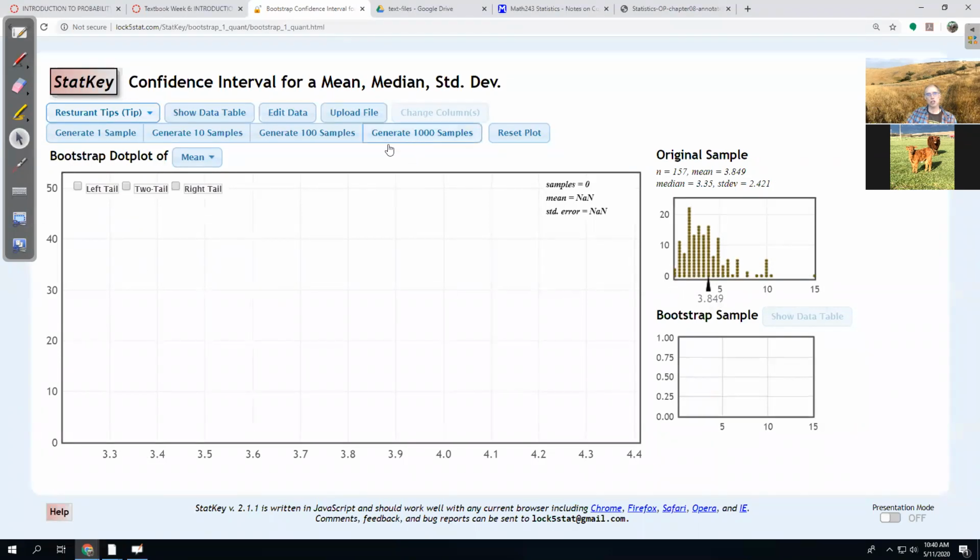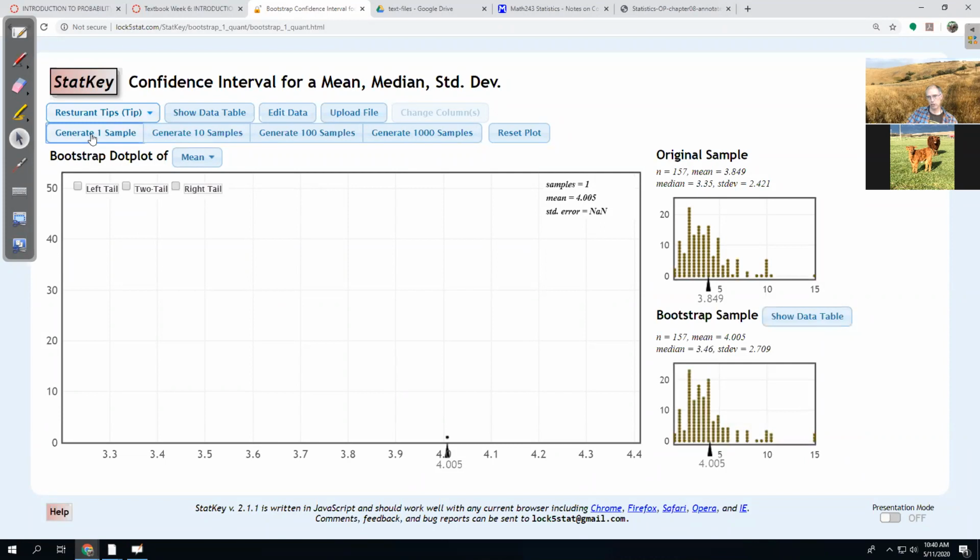So what we're going to do is start generating samples. I'm going to do it like I did before. I'm going to make one. What happens here is a little bit different than before. What the computer does is it takes these 157 tips and makes cards for them. And then it shuffles the deck. For this sample, it shuffled the deck, looked at a card, wrote it down, put the card back in. Shuffled the deck, looked at a card, wrote it down, put it back in. So 157 times it shuffled and drew, replacing the card each time. What's going to happen then is some cards won't get picked and some cards will get picked more than once. So you get a slightly different sample, but notice it looks pretty similar to the original one.